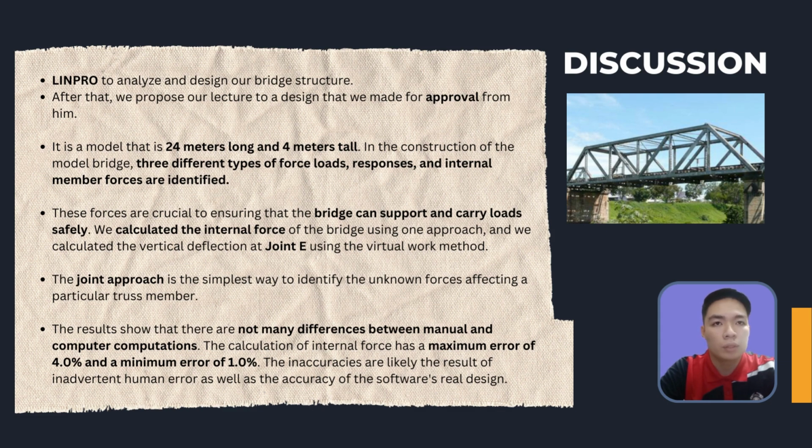The joint approach is the simplest way to identify the unknown force affecting a particular truss member. The results show that there are not many differences between manual and computer computations. The calculation of internal force has a maximum error of 4% and a minimum error of 1%. The inaccuracies are likely the result of inadvertent human error as well as the accuracy of the software's real design.